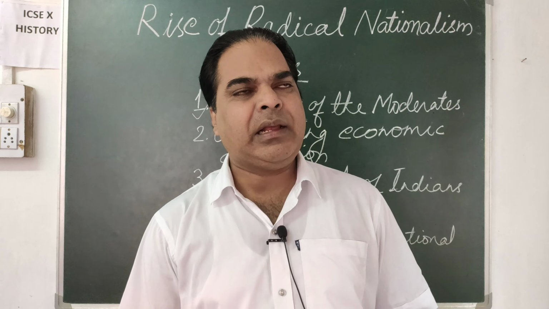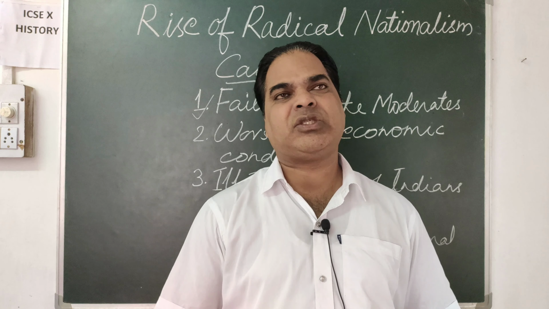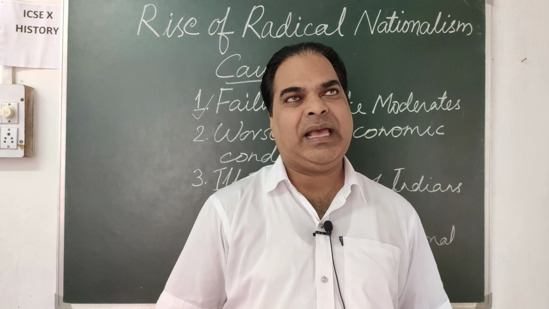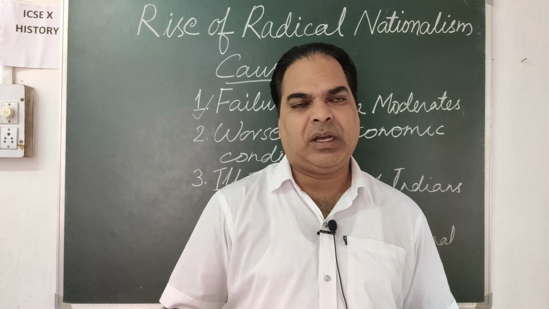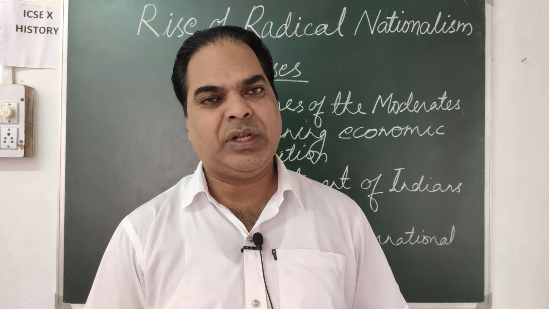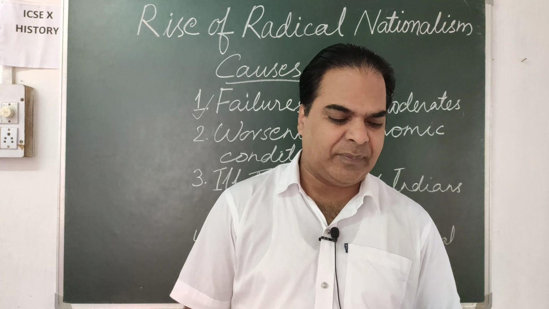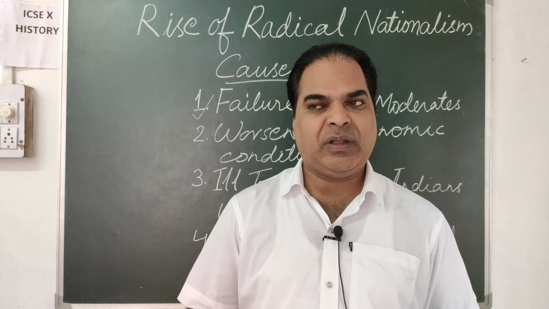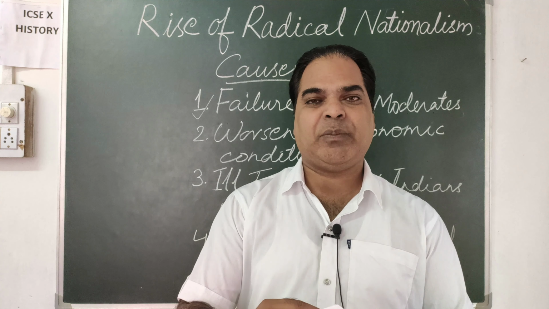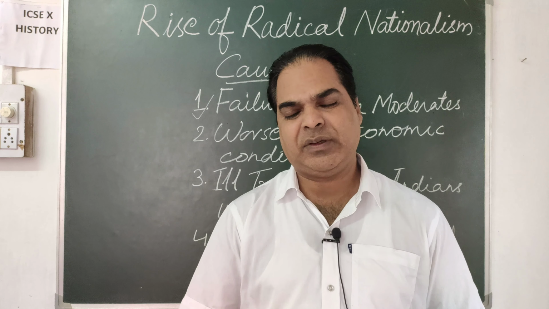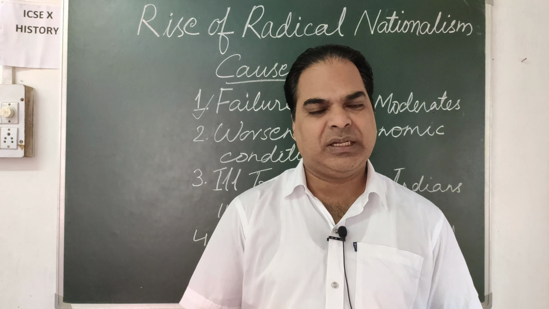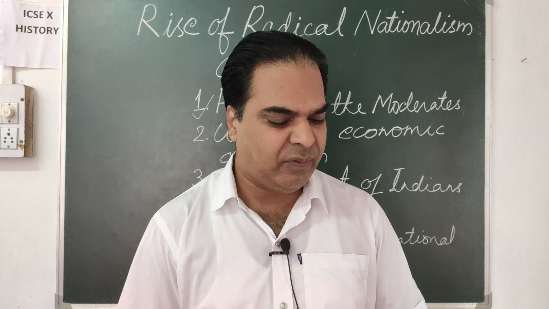Accordingly, the radicals felt that the moderates' means to achieve their objectives were not at all successful. They had been pleading, sending petitions, sending memorandums to the British government, but no result had been confirmed. That is why they felt that the moderates had completely failed. And in 1905, when the partition of Bengal was declared, the moderates were very lenient and were not ready to follow aggressive measures against the Britishers. That is why the radicals felt that the moderates definitely were not going to stop the partition of Bengal.